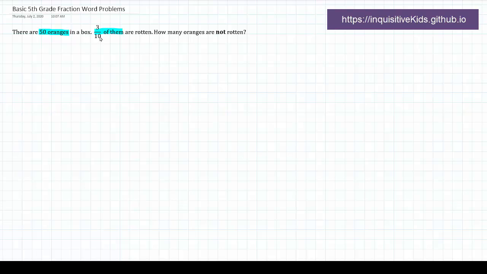We're trying to take away 3/10 of 50 away from 50. So now I want to ask myself, what is the other 7/10 of the 50? Notice that the problem used "of." When we do problems like this, "of" usually means multiplication. For example, in the problem, 3/10 of them is 3/10 times 50. And now we want to know what is 7/10 times 50.